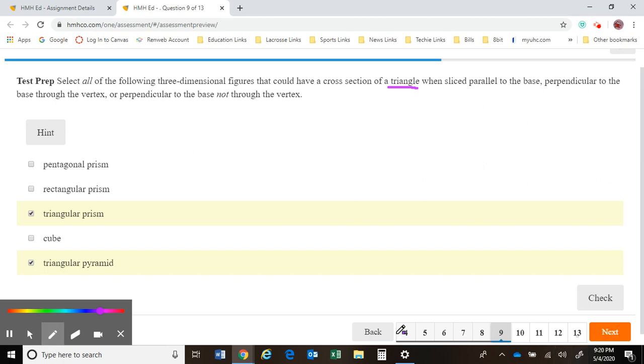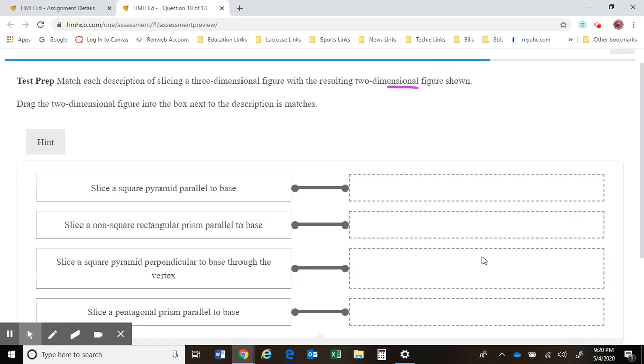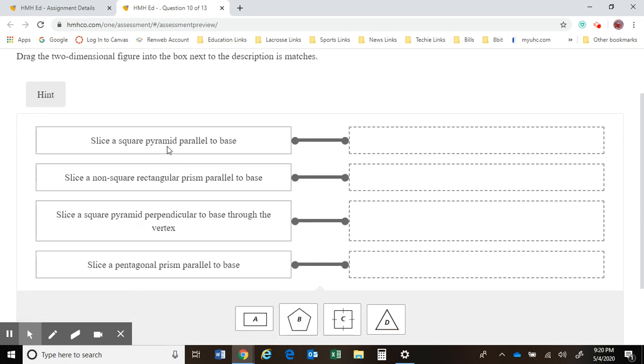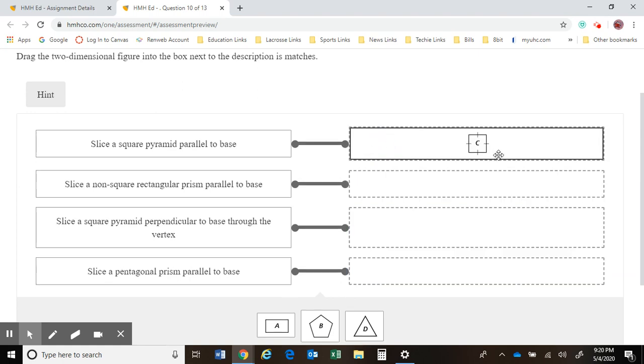All right, moving on to the next question. It's going to ask me to match some stuff up here. Match each description of slicing a three-dimensional figure with a resulting two-dimensional figure shown. Slice a square pyramid parallel to the base. So if you have a square pyramid and you slice it parallel to the base, what would you get? Well, it's a square pyramid, so you're going to get a square, right? Slice a non-square rectangular prism parallel to the base. Well, guess what you're going to get?